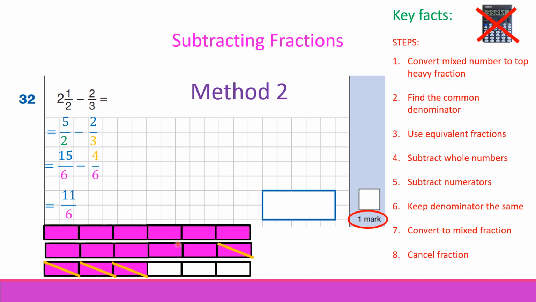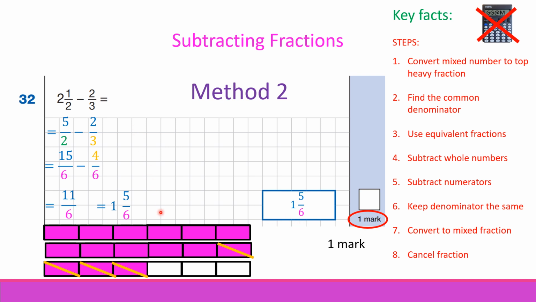Then we will need to convert this to a mixed fraction. So how many times does 6 fit into 11? There is one whole one. And then to get from 6 to 11, there are 5 left, which is the 1, 2, 3, 4, 5. So this is one whole one and 5 sixths. And you need to write your answer in the box.